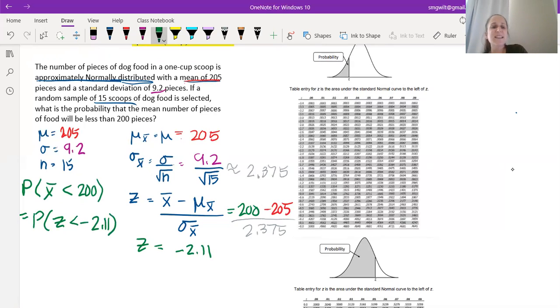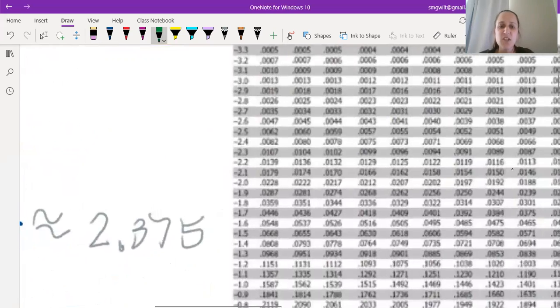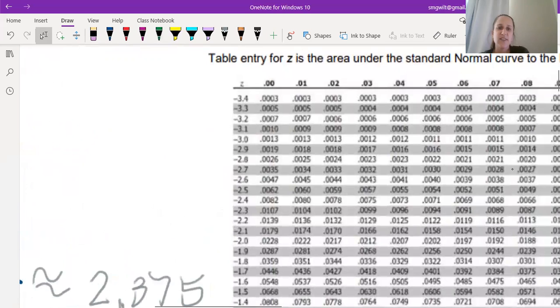Remember that when it's less than like this, I'm just looking at the z-table for negative 2.11, because remember the drawing on the graph is to the left, it's the less than side. If it's greater, then I have to do a little bit extra to get there. So I'm looking for negative 2.11. If I look at this negative 2.1, remember this first column represents that the ending value is 0. I want the ending value to be 1. So it's this number here, 0.0174. So I'm going to use 0.0174 as my answer.